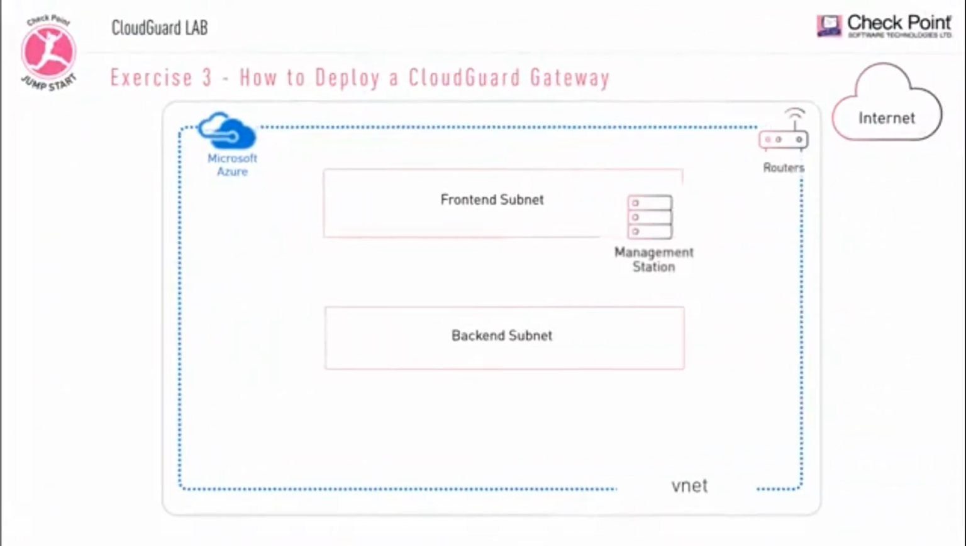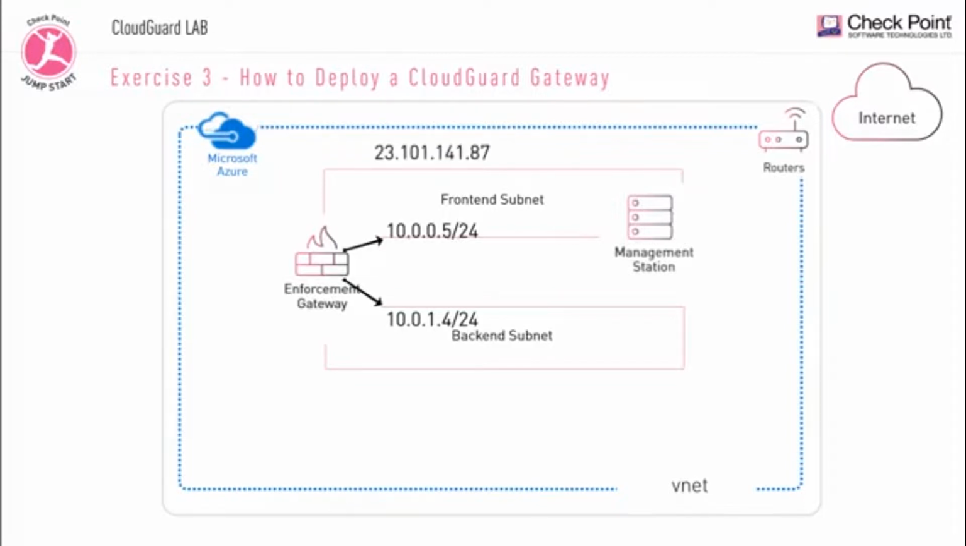Before exiting this lab, let's recap Exercise 3. In this lab, we deployed the Azure CloudGuard gateway. We deployed a gateway in between our two subnets, the front end and the back end. In the front end, we received an IP address of 10.0.0.5/24. And in the back end subnet, we received an IP of 10.0.1.4/24.